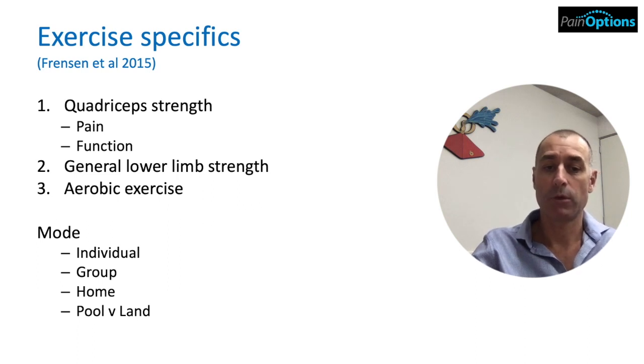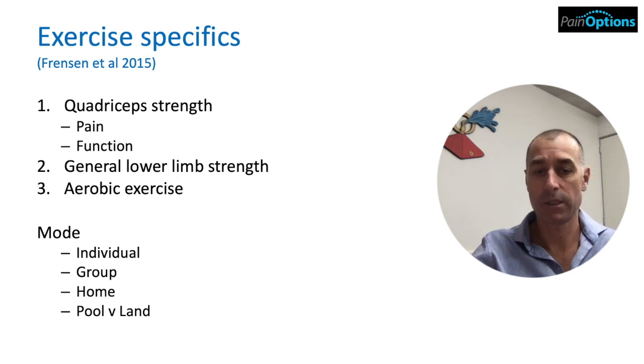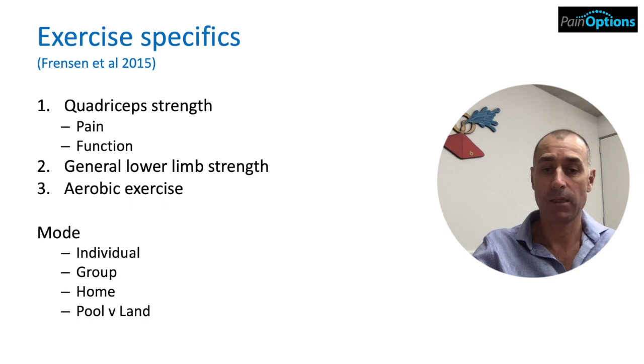But if people do 6 weeks of pool exercise and they're not improving, that doesn't mean you then progress to land-based exercise for another 6 or 12 weeks. There has to be then questions asked as to why this person isn't getting better.